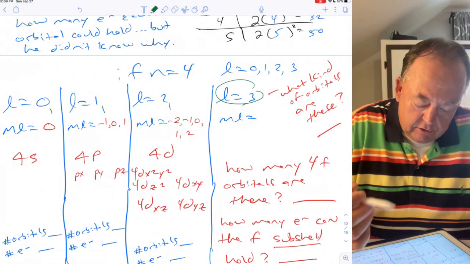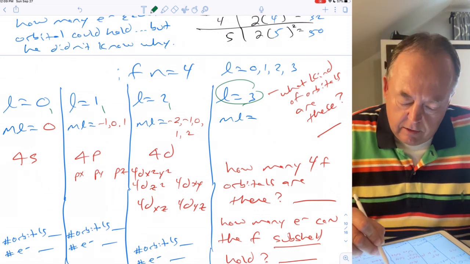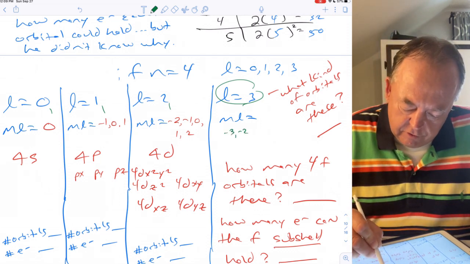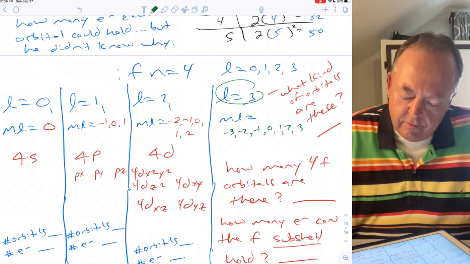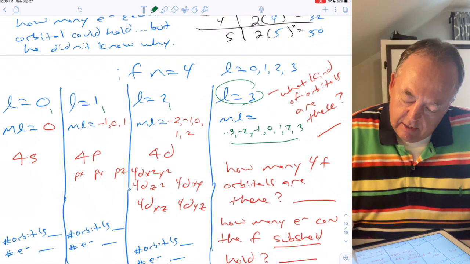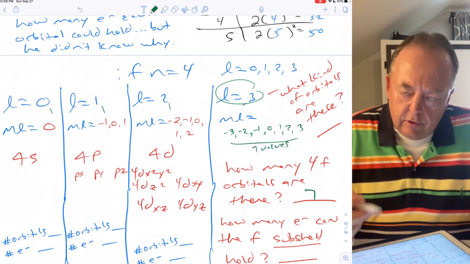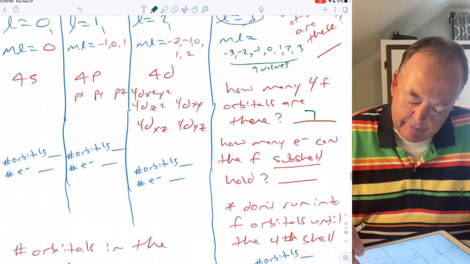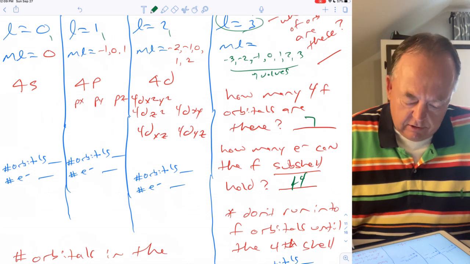If L is 3, then what are the possible values of m sub L? Then m sub L could be -3, -2, -1, 0, 1, 2, or 3, right? So how many F orbitals are there? There are 7. You see 7 values? So there are 7 F orbitals. How many electrons can they hold? Well, each can hold 2, so you could put 14 electrons there.